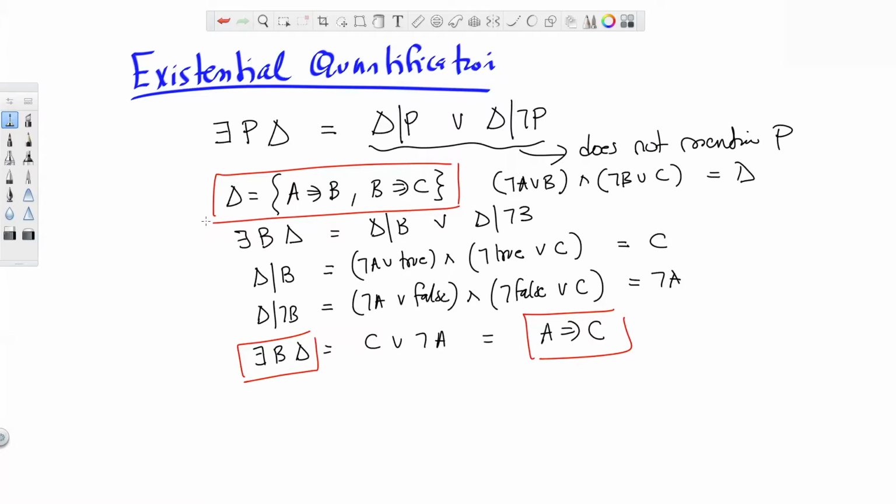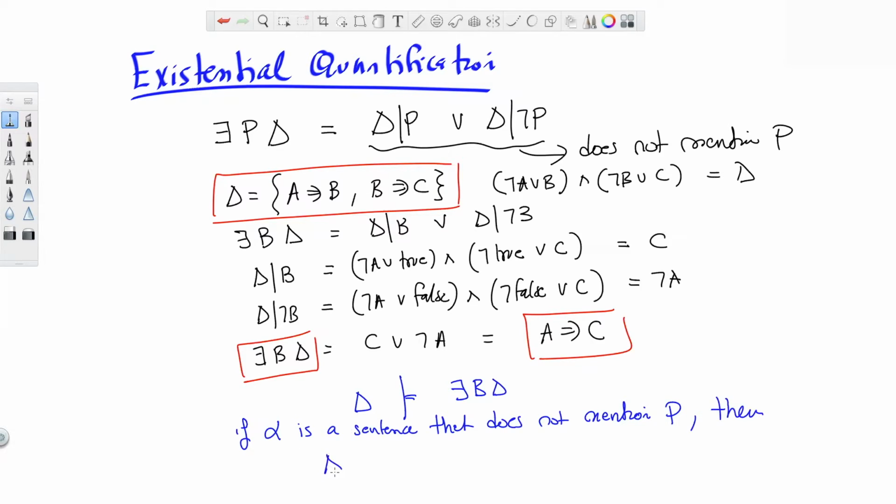One thing you will realize in this case, which is not accidental, is that this existential quantification of B from delta is implied by delta. This follows from that, correct? The fact that A implies C, that actually follows. That's an implication. It's a little bit more than this. And to state that, let me just put it here and say that in general, you will get the following property. If alpha is a sentence that does not mention P, then delta implies alpha if and only if there exists P delta implies alpha.